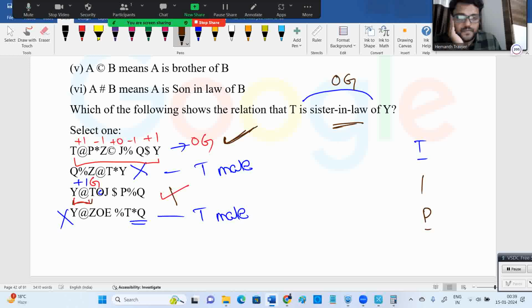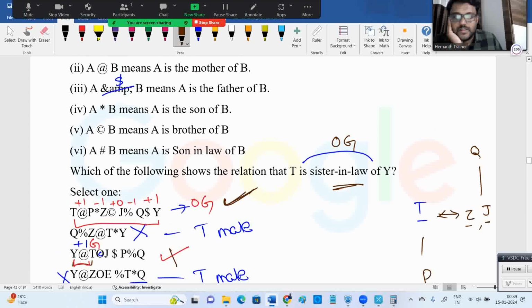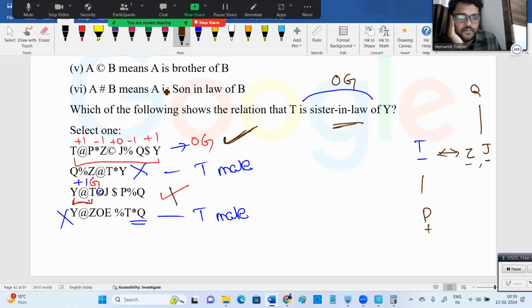P is son of Z. Z is brother of J. J is daughter of Q. Q is father of Y.